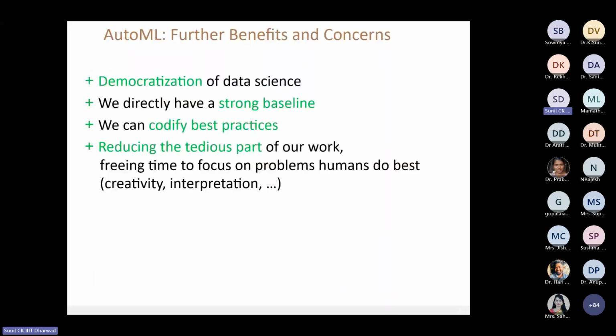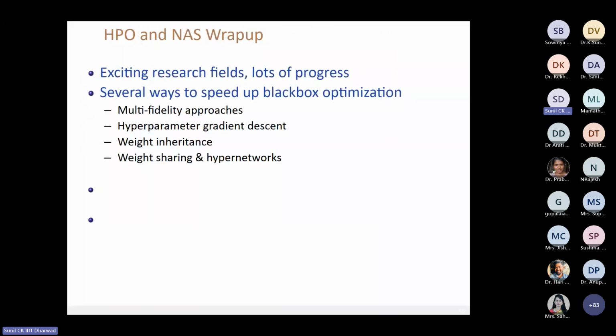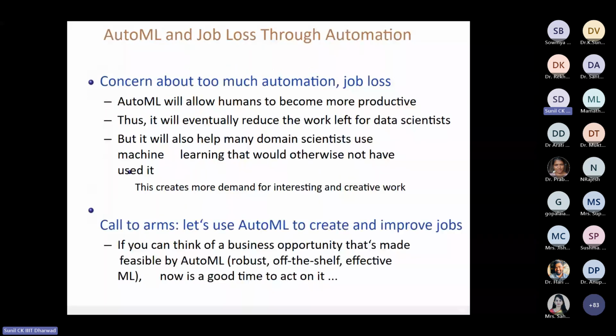Okay, some of the applications. We're coming to AutoML and job loss through automation. AutoML is being implemented everywhere, so what about job loss? There is concern about too much automation and job loss, and whether AutoML will allow humans to become more productive or not. It will eventually reduce the work left for data scientists, since most of the work is done by AutoML itself.